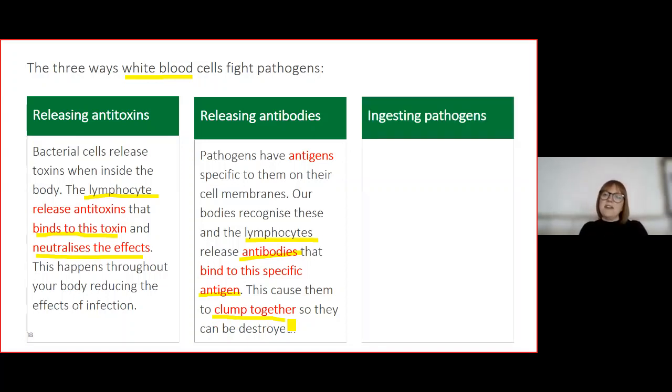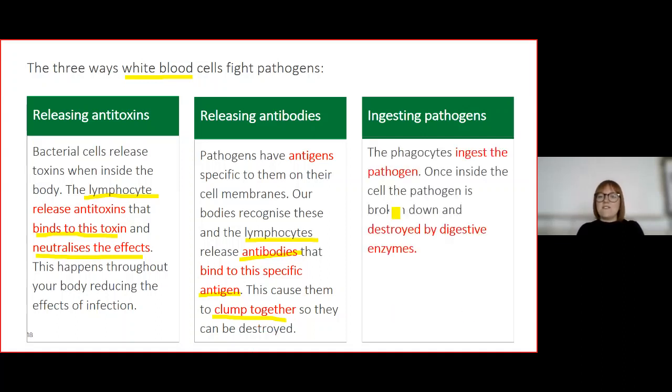And the last one is that they ingest pathogens. Is it lymphocytes or phagocytes that do that? This time it is the phagocyte. Their job is to ingest, consume the pathogen. They engulf it and then destroy it with digestive enzymes. So there are 3 functions of white blood cells that you need to know, and how they fight off pathogens. I would say put these on a flashcard and learn them off by heart.